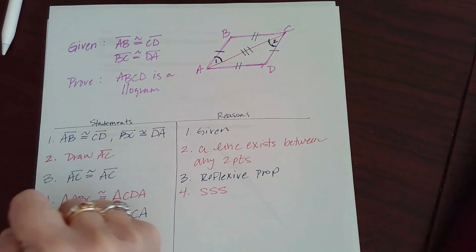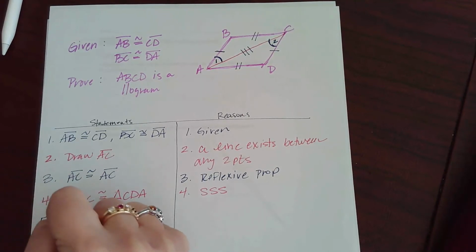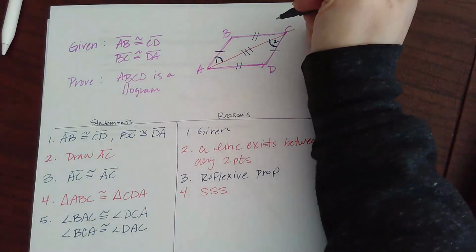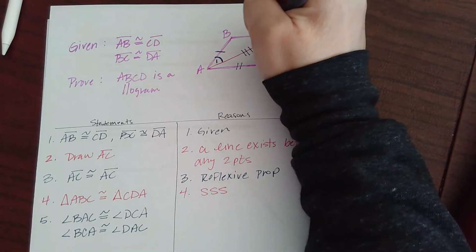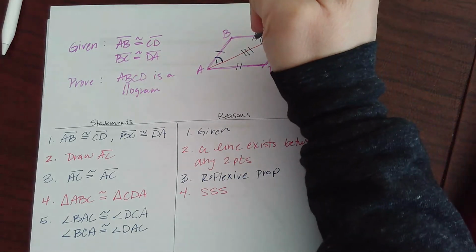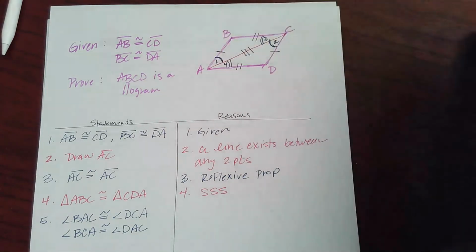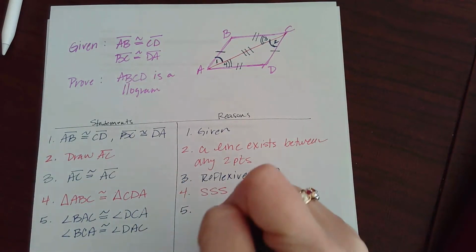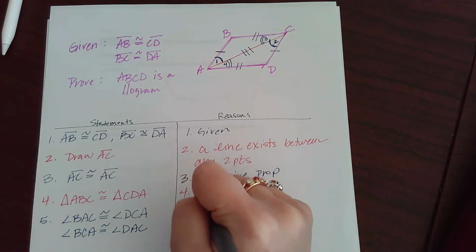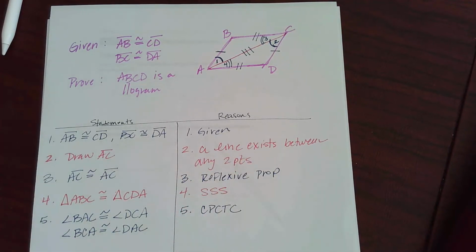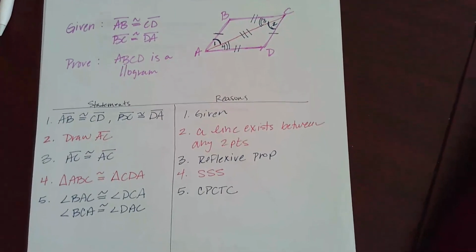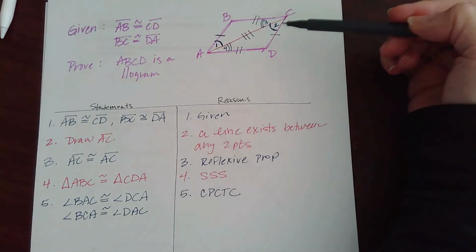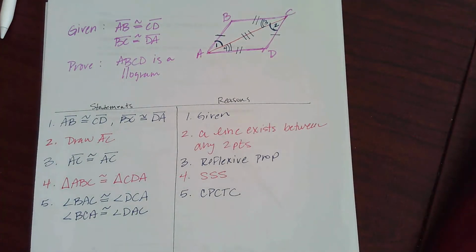I also can say angle BCA is congruent to angle DAC. And so again, BCA, I'm going to call this 3, and then DAC is 4. So notice we have that set of alternate interior angles. So I'm going to say we know those are congruent by CPCTC. The reason we know those are congruent is because if these triangles are congruent, then all of their pieces are congruent, which means all of their sides are congruent, all of their angles are congruent.